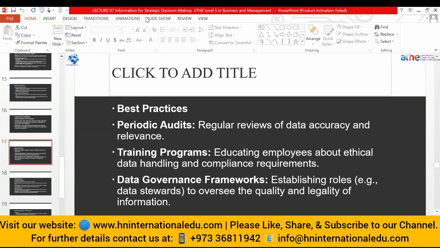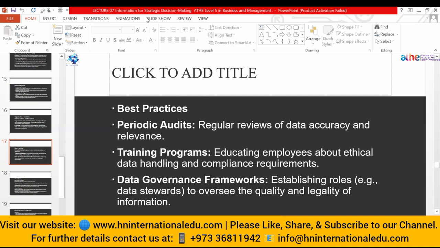Best practices. For this, we have periodic audits. This is regular reviews of the data accuracy and relevance. That is checking again and again every month. Audit and balance, check and balance. Training programs, educating employees about ethical data handling and the compliance requirements. That is giving them the training and workshops. That's very necessary because they're handling such niche and private things of the people and the consumers. They need to be very careful about it.